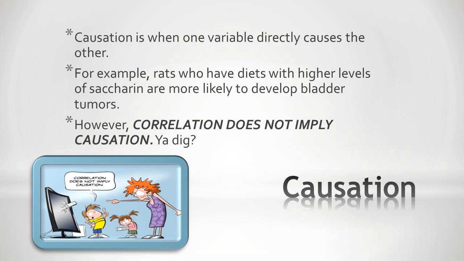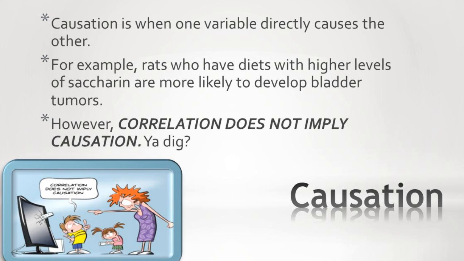Causation is when one variable directly causes the other. For example, rats who have diets with higher levels of saccharin are more likely to develop bladder tumors.